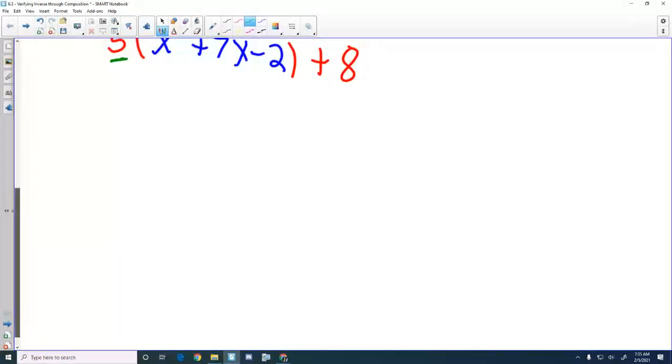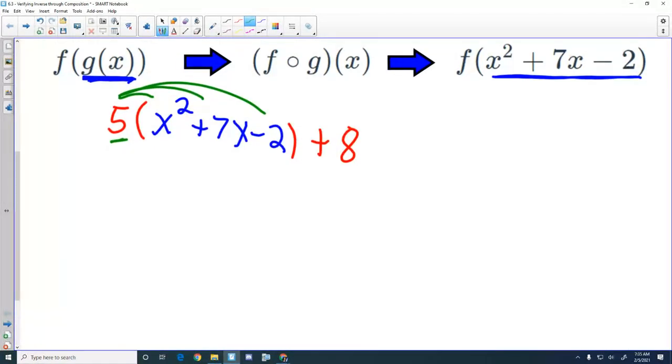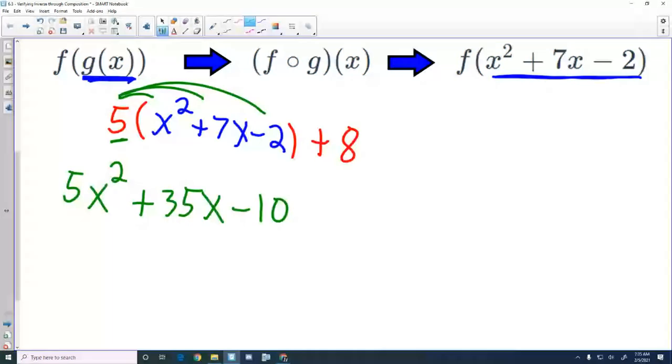So we're going to have 5 times x squared, which is 5x squared, and then 5 times 7x, which gives us 35x. 5 times negative 2 is negative 10. So that was just the distributing portion of it. But now remember that original function still has this plus 8 on the end. So that's still there. So I essentially just plugged in one function for x and then multiplied it out.